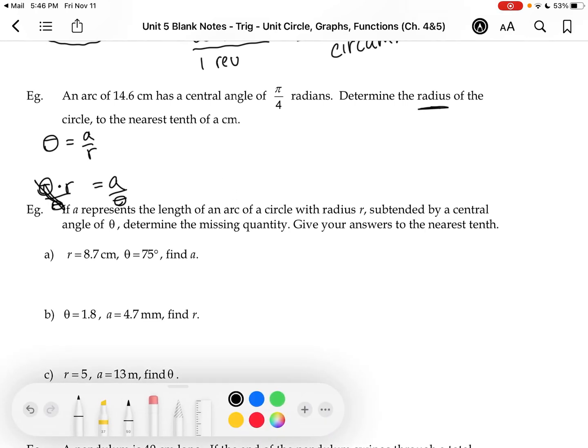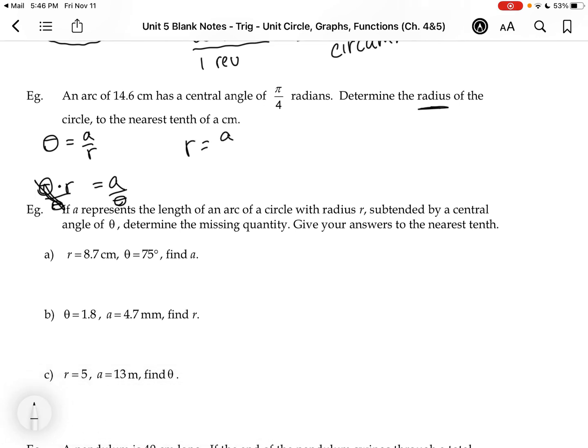And now I can just go ahead and plug in my values, which is in this case 14.6 over pi by 4. And when you plug that into your calculator, what you end up with is 18.6 centimeters. Okay. Here's a couple more questions.